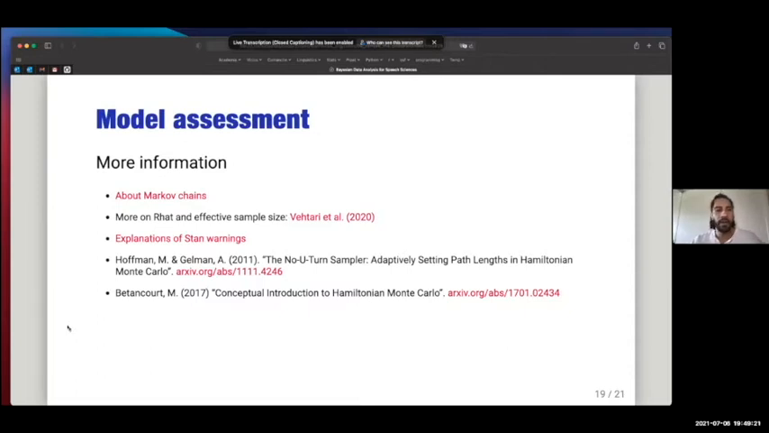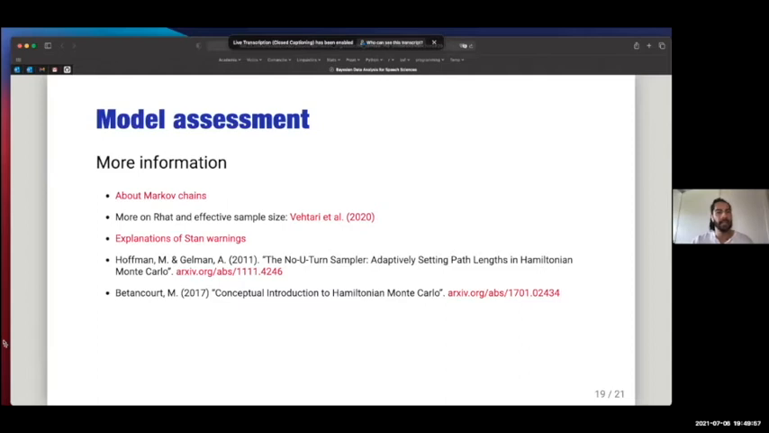Now, there are more starting points for getting more information about how this works. If you're more interested in Markov chains, for example, I have linked a couple of articles that are quite good for those. There's more on RHAT and effective sample size. The STAN documentation is actually really fantastic when it comes to explaining the warnings that STAN gives you. So you might get a different type of sampling warning, and it'll give you a link to what you need to know and what you can do to fix it. This is a lot different from warnings you might get from other packages.